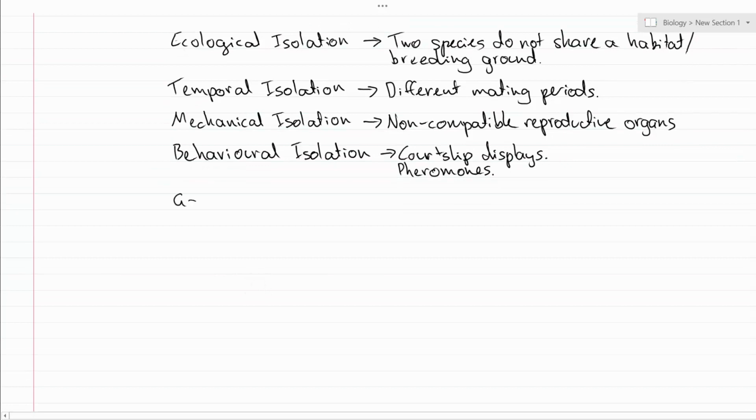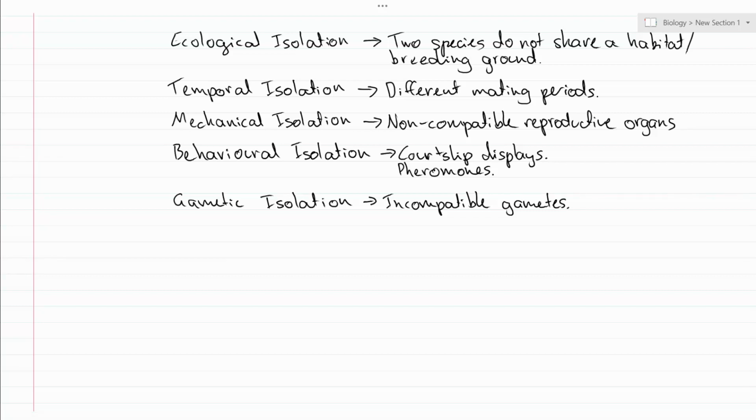The final one is gametic or gamete isolation. And here we're very simply talking about incompatible gametes. Even if two species are able to mate with one another, perform sexual intercourse, sometimes the gametes just won't be compatible. So we won't get the formation of a zygote because the sperm and egg cell are just unable to fuse with one another.